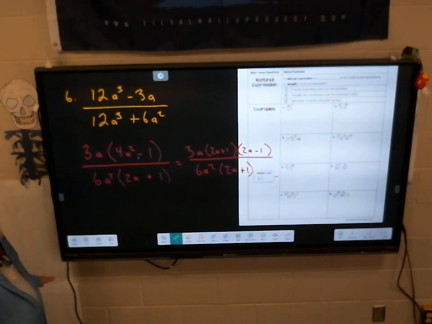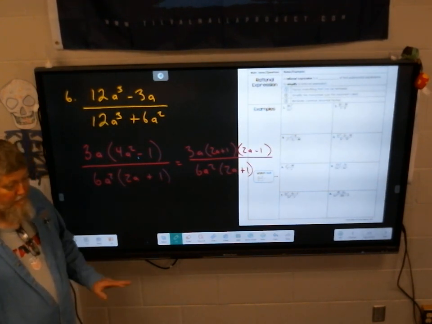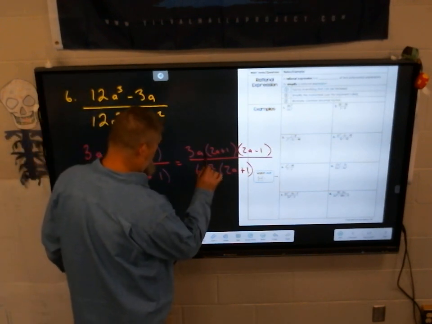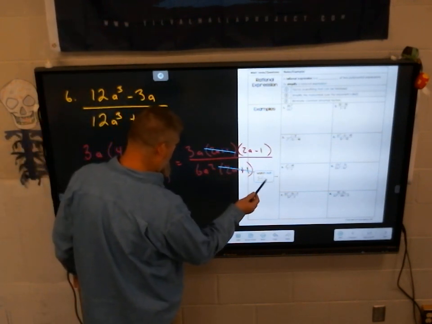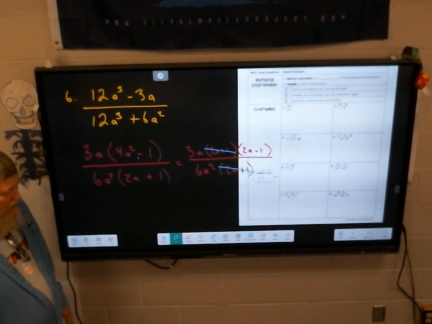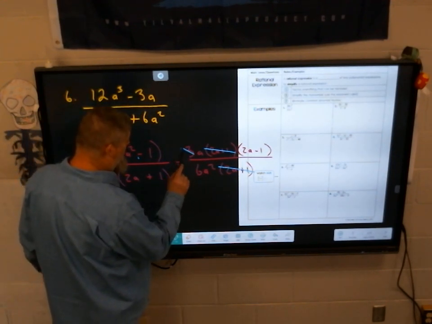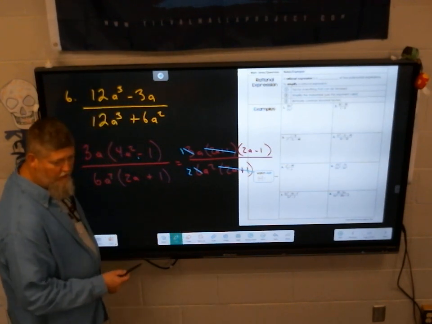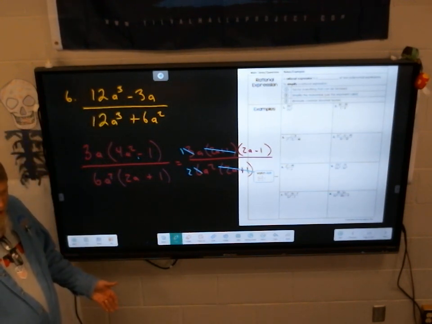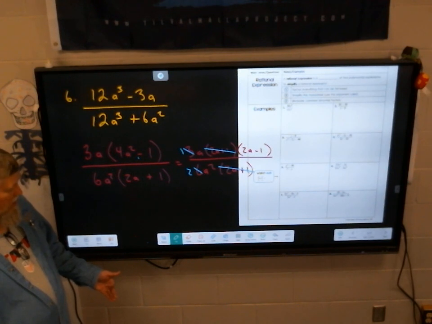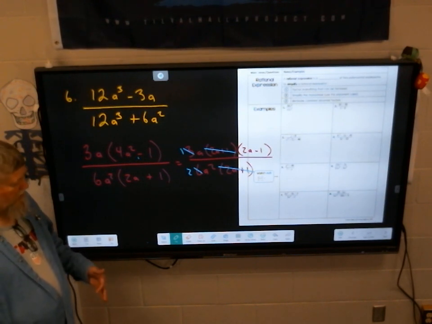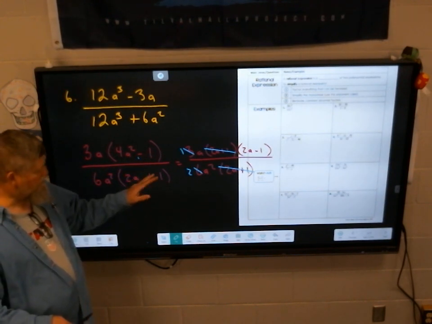Factor anything that's the same, top and bottom. I can cancel 2A and 2A plus 1 and 2A plus 1. Can we do the 3A? Both have 3 on top and 6, so you can take out a 3. The 3 becomes a 1, the 6 becomes a 2, because 3 goes into both. I just do one thing at a time. The 3 goes into 3 once, 3 goes into 6 twice.